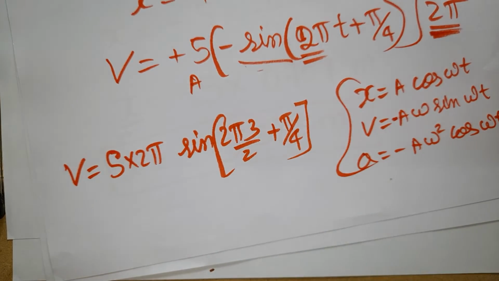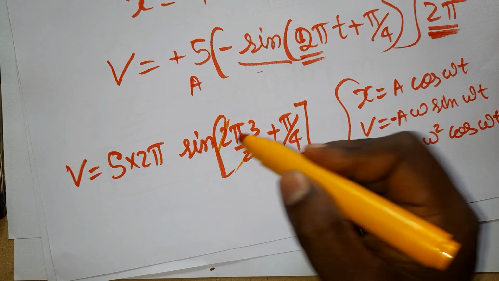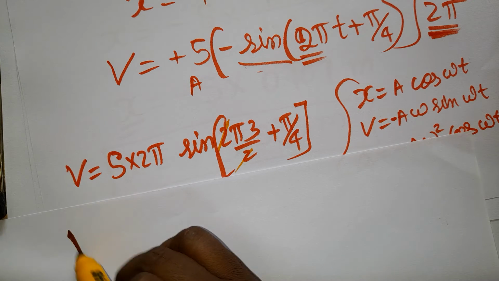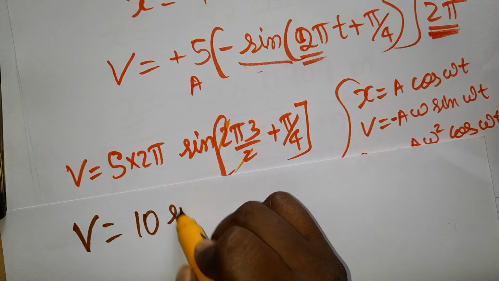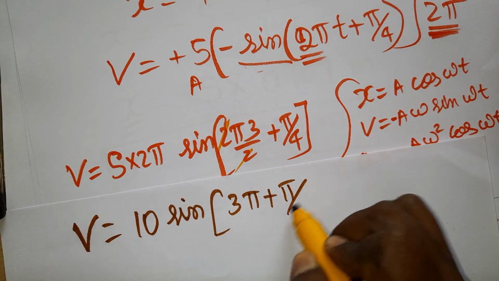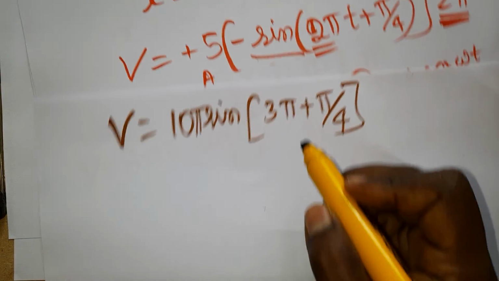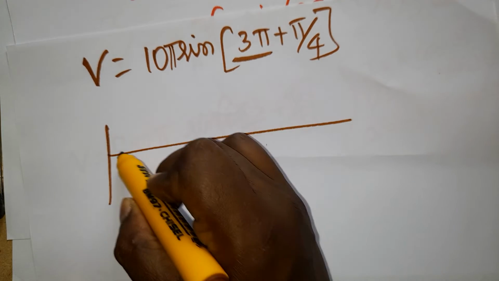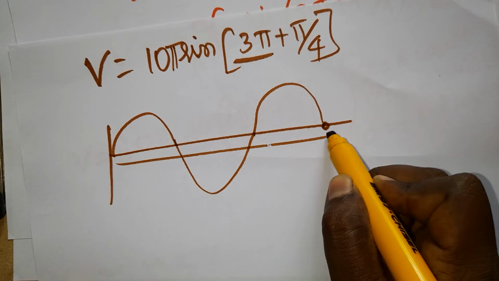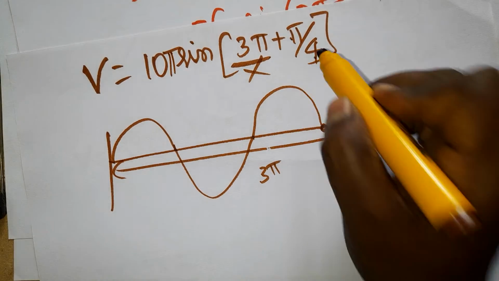Very simple solution. What is the next step? See here, the 2 gets cancelled, so 3π plus π/4 will be there. Velocity is equal to 10π sin(3π + π/4). Now what is sin 3π? We need to know the sine graph: π, 2π, 3π. Sin 3π will be 0. So for sin 3π, no need to do it. Sin π/4 alone you can do.